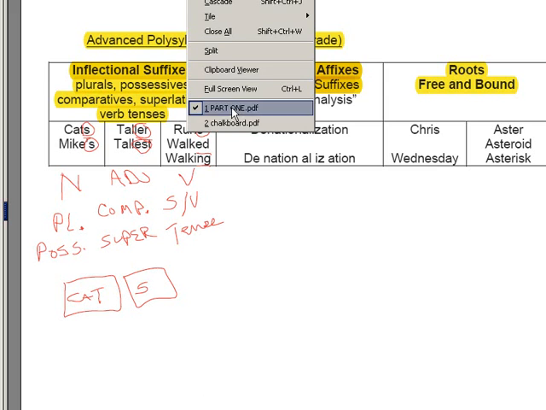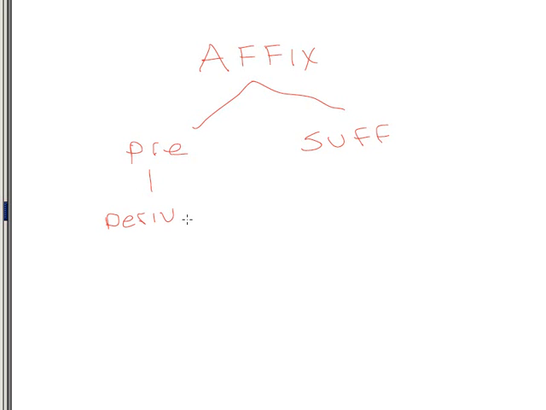Just give me 1 second and let me flip over to a blank screen and understand that we have something called an affix. And affixes will divide into two different categories. One category, remember, is the prefix, and the other category is the suffix. Now, prefixes are always derivational. Suffixes can either be derivational in nature or they can be inflectional in nature.